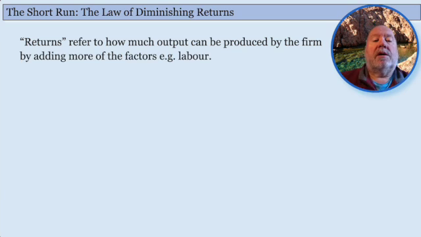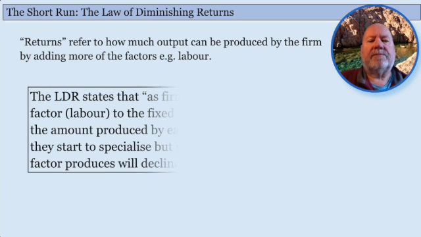Okay, we now have to look at what we call the law of diminishing returns. By returns, what we mean is how much output can be gained by the firm from employing one more of the factors of production. So returns is, as I say, an output concept.